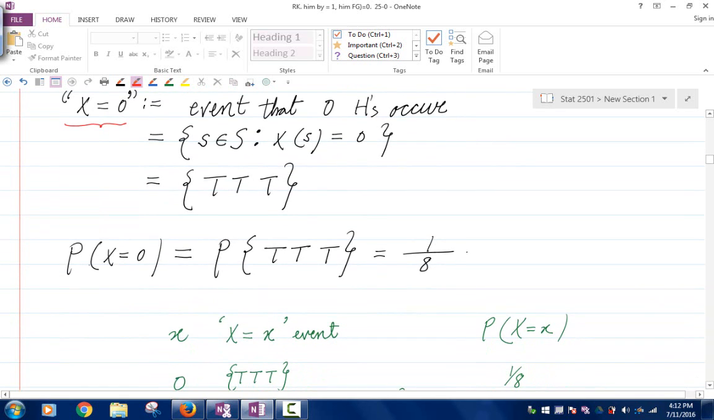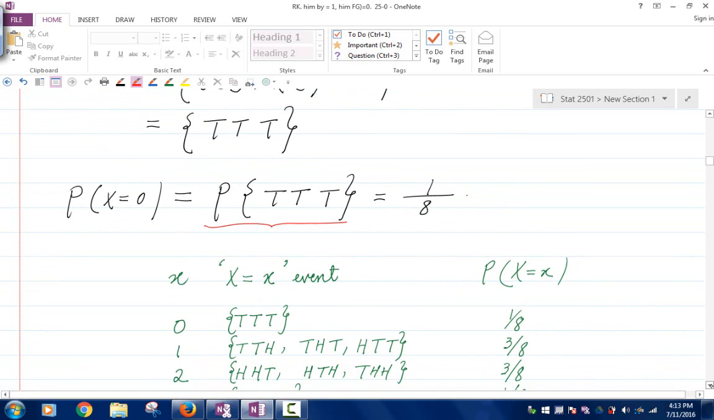So what's the probability that X is 0? Well, the probability that X is 0 is the same as the probability of getting 3 tails, which is the same as 1/8, because we assumed that the coins were fair, and therefore the outcomes in the sample space are equally likely, and this event has 1 outcome out of 8 possible outcomes, so it is 1/8.